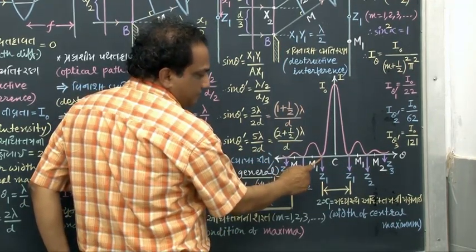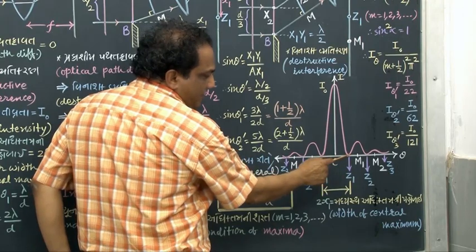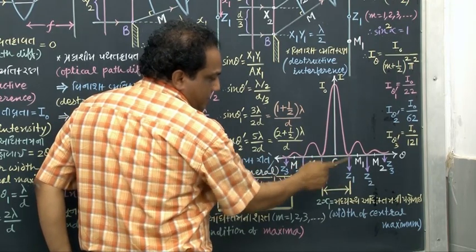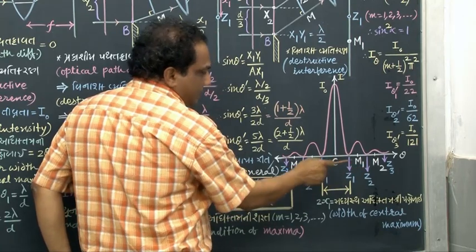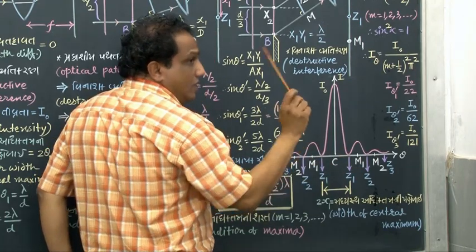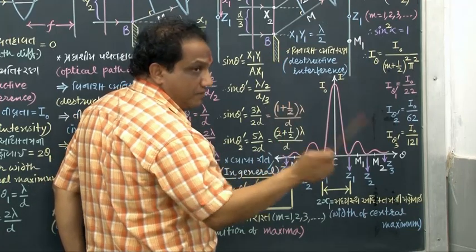What is this? First order minimum. This is also first order minimum. If you find the linear distance between the two first order minima on either side of the central maximum, then that linear distance is called the linear width of the central maximum.